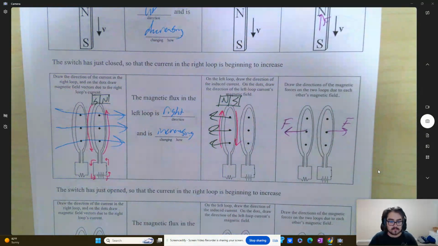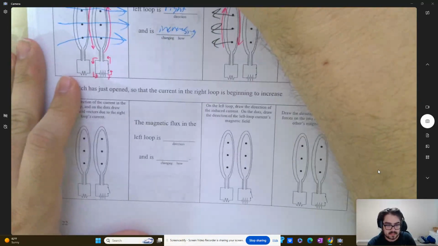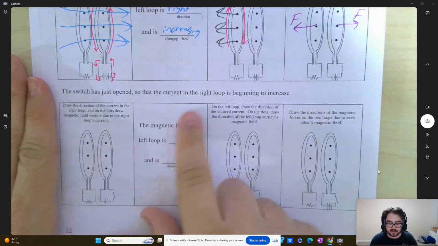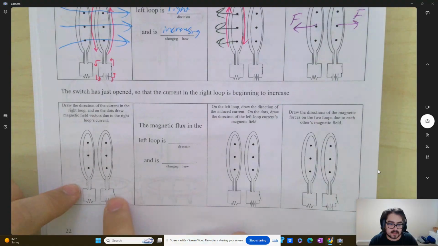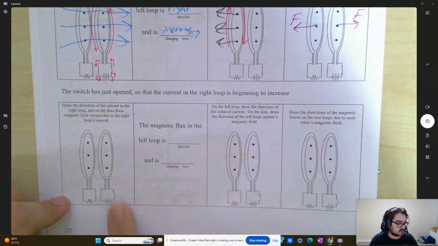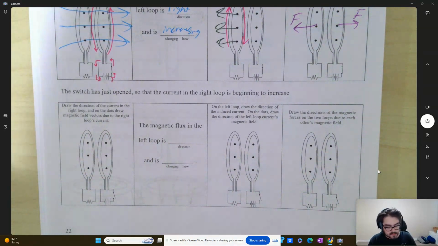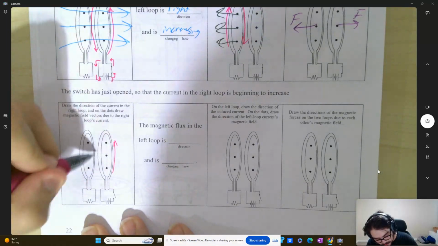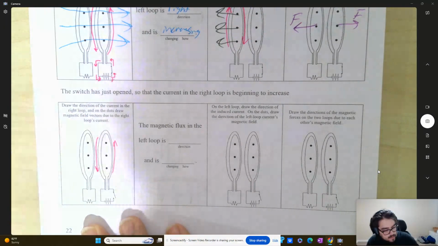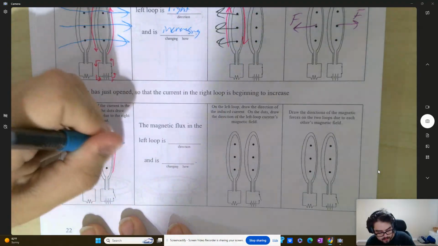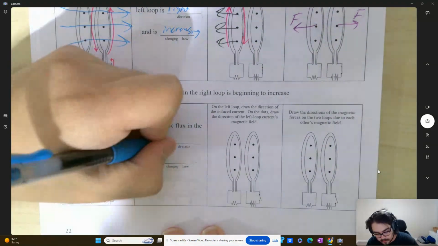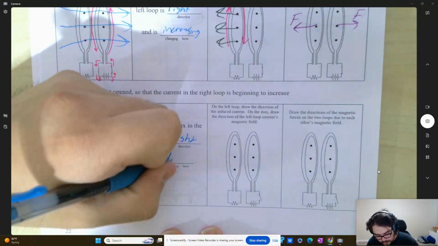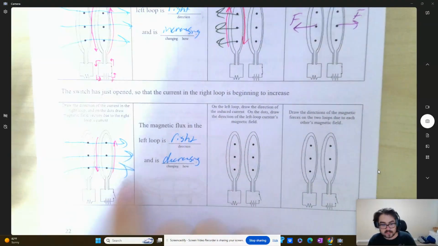Now what's happened is we've opened the switch, and it says the current in the right loop is beginning to increase. It should actually be decrease, right? Because it's discharging. There's still some current in there, but it's discharging. We would see again it's still flowing in the same direction, and the magnetic field is still going in the same direction because the current's going in the same direction. So it's still to the right, but it's decreasing because our current is decreasing.